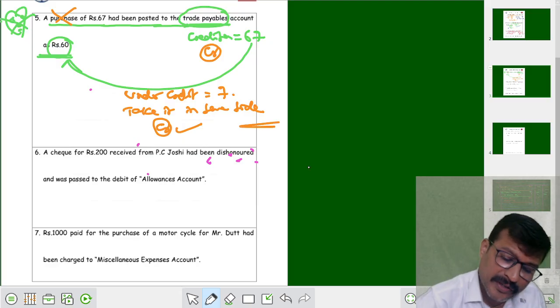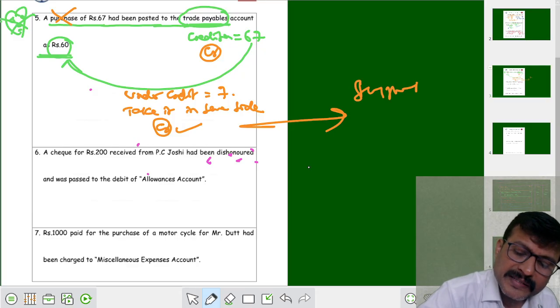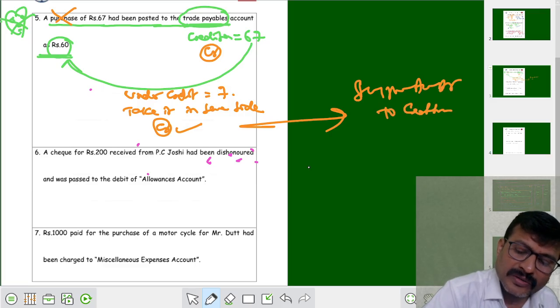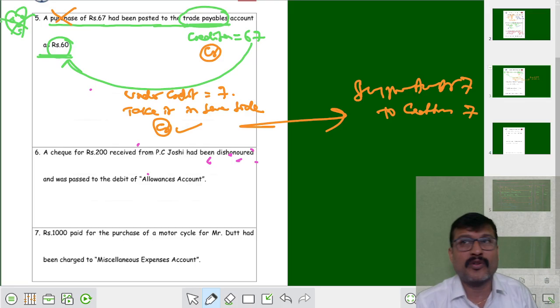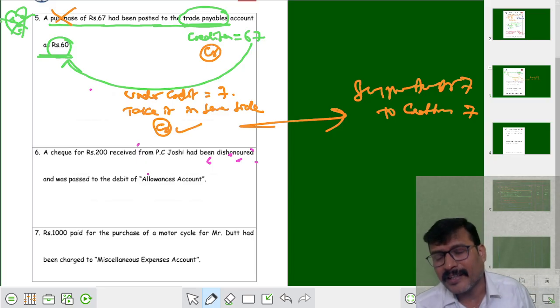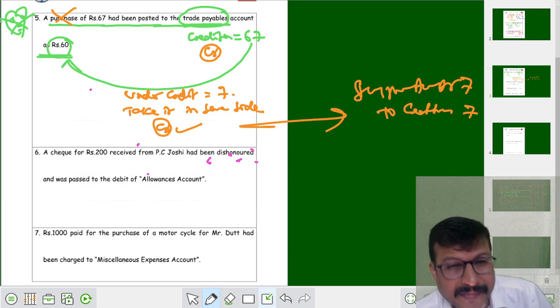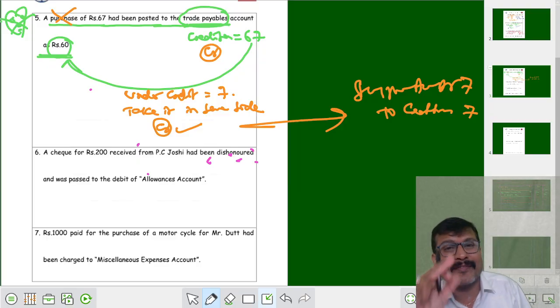Now what might be your journal entry? Debit में क्या लेना अब? Debit में suspense account debit to creditors account. How much amount we have to take? Only 7 rupees we have to take, but not the full amount of 67. I hope you got it right. Instead of recording 67, you have recorded 60 rupees in the trade payable. Now you have to do the rectification for only 7 rupees.